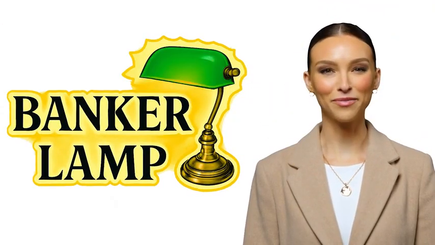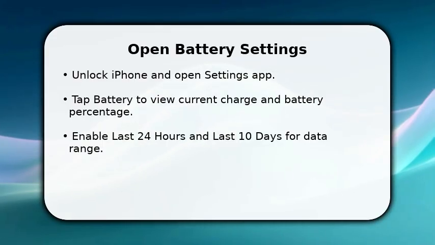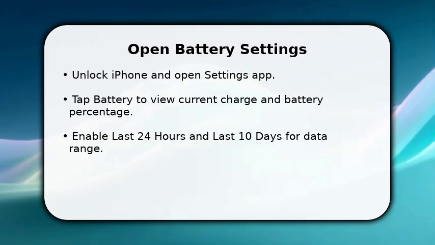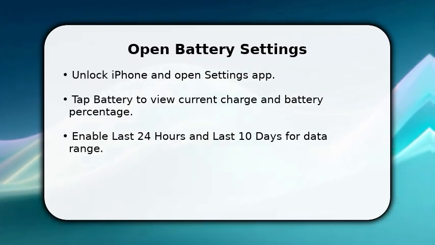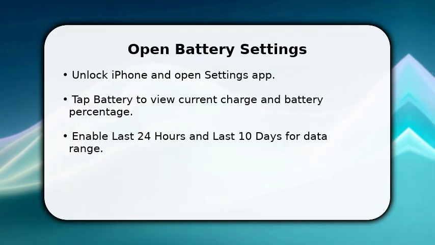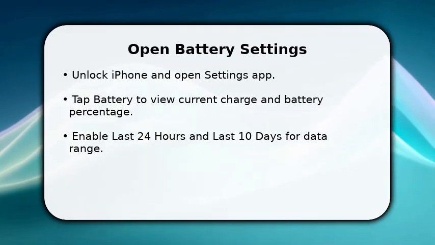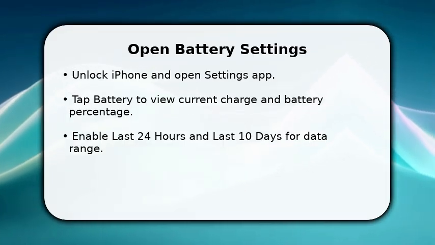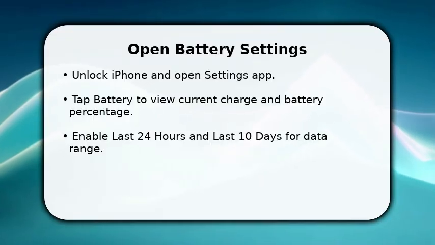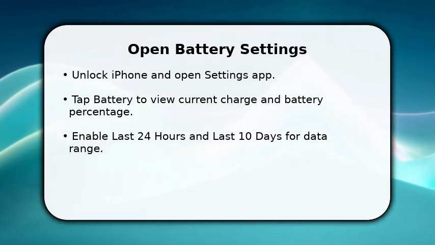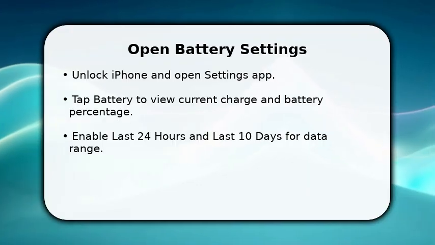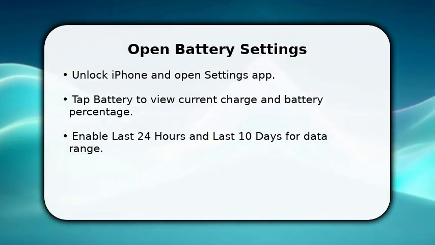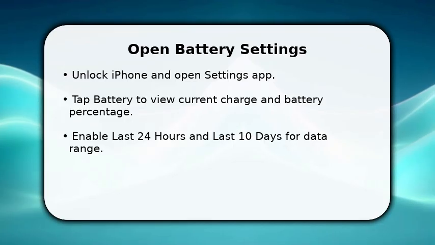Please enjoy the video. You'll start in Settings because that's where iPhone stores battery analytics. Unlock the phone and open Settings, then tap Battery to land on the overview. Once there, make sure battery percentage is visible so you can correlate numbers quickly. Enable the last 24 hours and last 10 days views to capture short and longer trends. This immediately gives you the actionable timeline you'll analyze next.